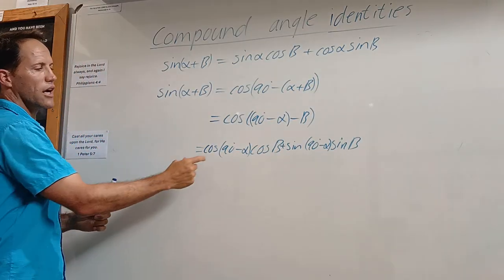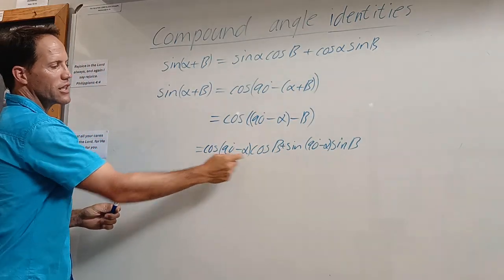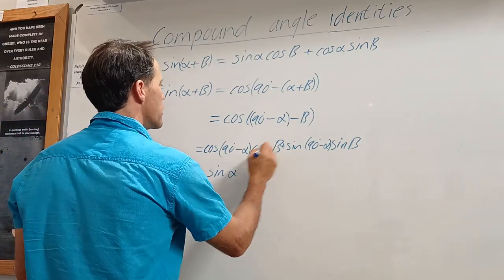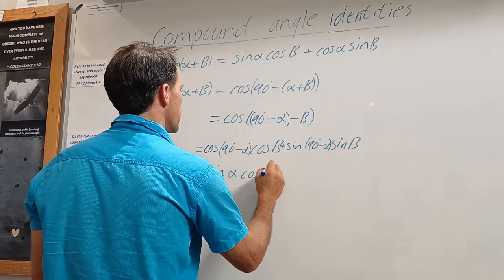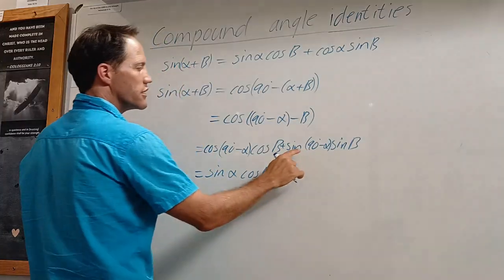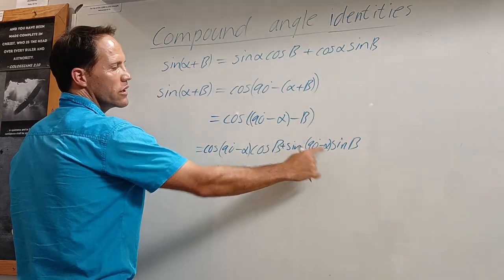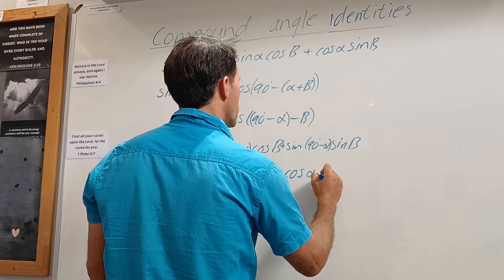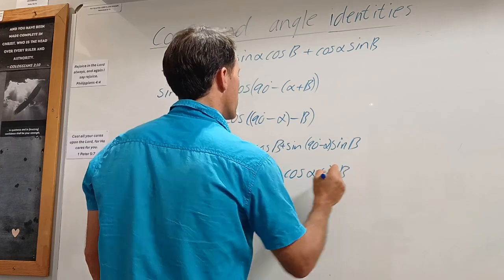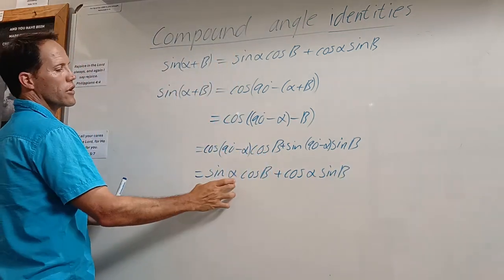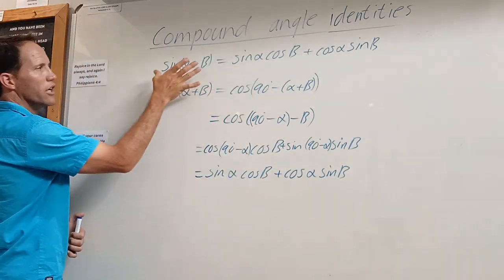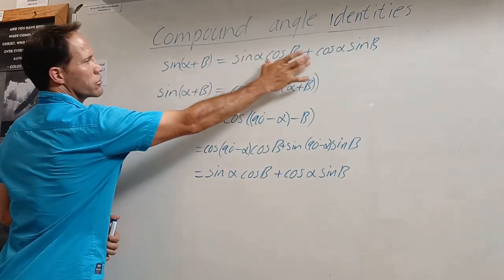So now we can say, okay, this is a co-ratio. Cos 90 minus alpha is sine alpha, and then you still write the cos beta, and then sine 90 minus alpha is cos alpha. So it's a co-ratio. It's cos alpha sine beta. So you see sine alpha cos beta plus cos alpha sine beta. So we showed that this is equal to this.